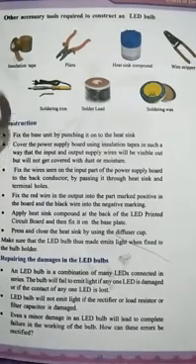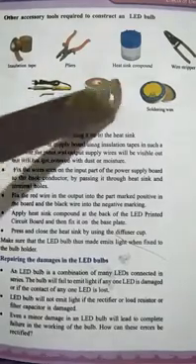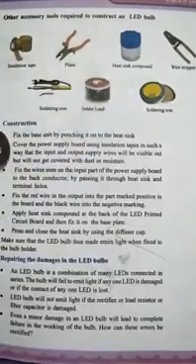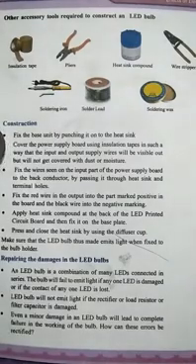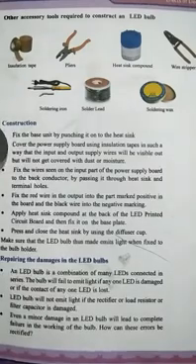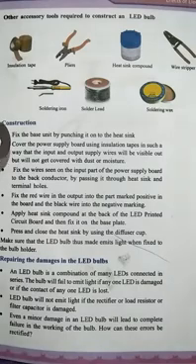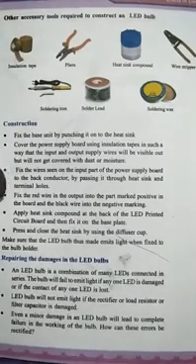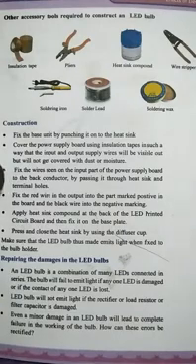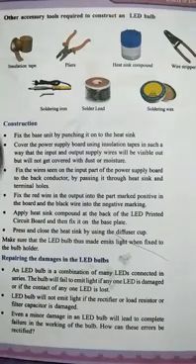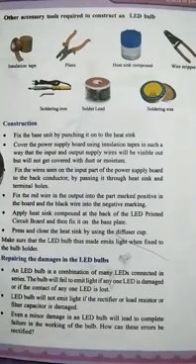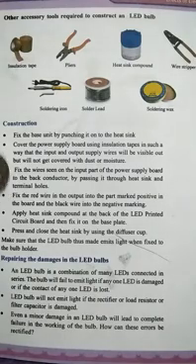Base unit: you have to fix the base unit by punching it on the heat sink, and then cover the power supply board using insulation tape in such a way that the input and output supply wires will be visible but will not get covered with dust or moisture. So we have to cover the power supply using insulation tape so that it is protected from dust and moisture. Then fix the wires seen on the input part of the power supply board to the back conductor by passing it through the heat sink and terminal holes.